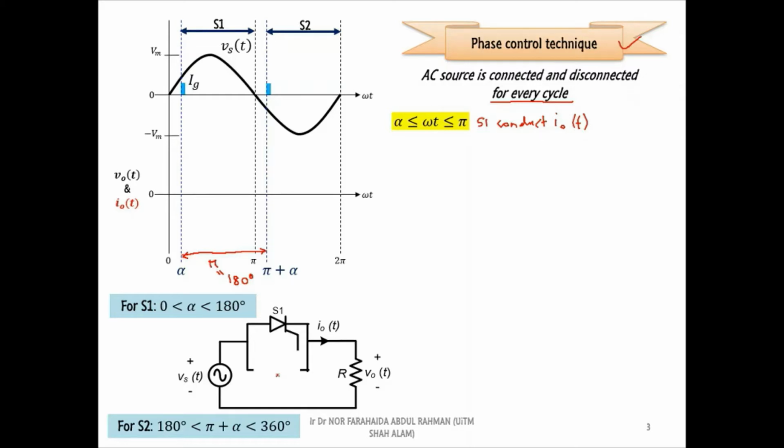By analyzing the circuit, we can obtain these following equations for the output voltage and current of the converter. According to the equation, we can see the wave shape of both output voltage and current is following the supply voltage waveform.